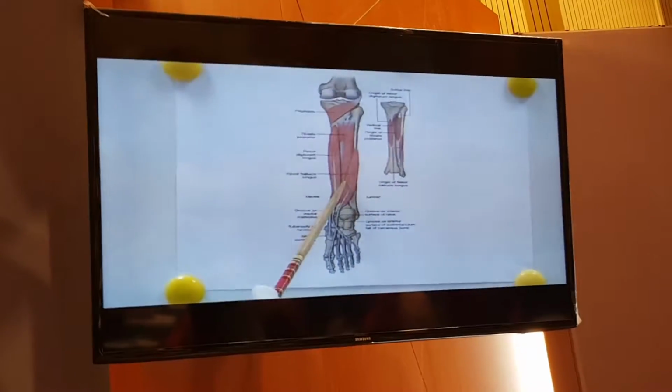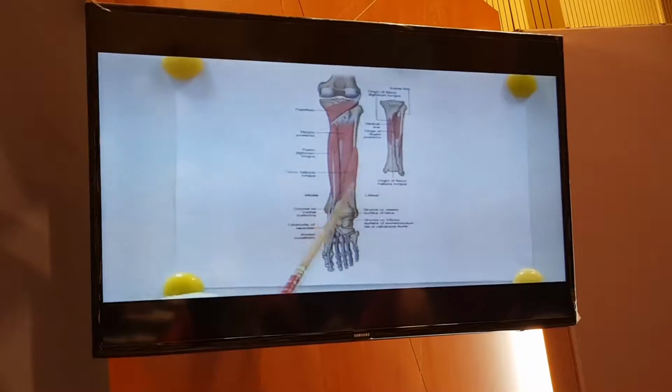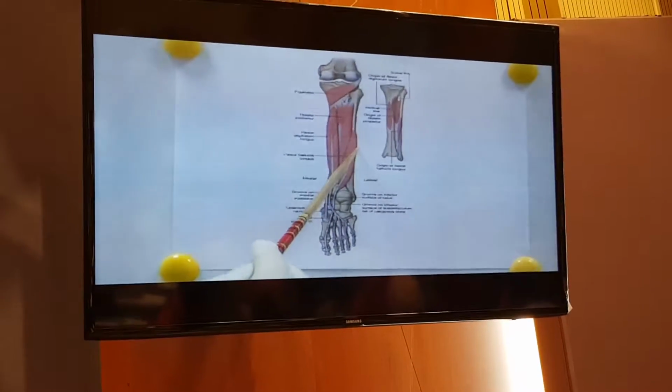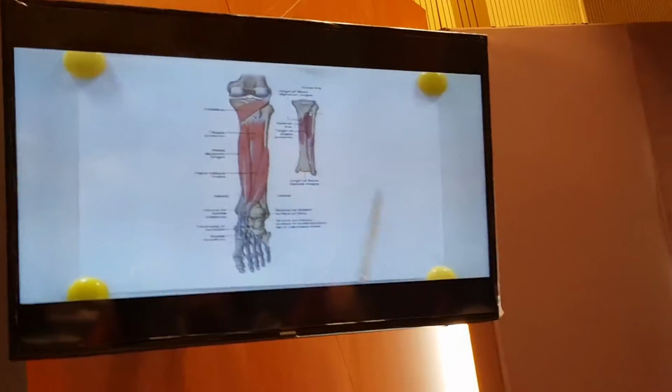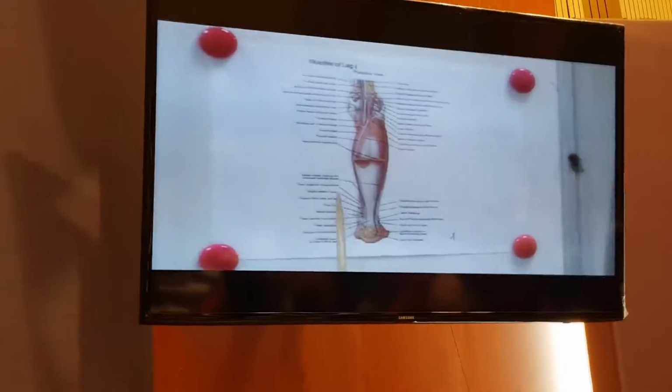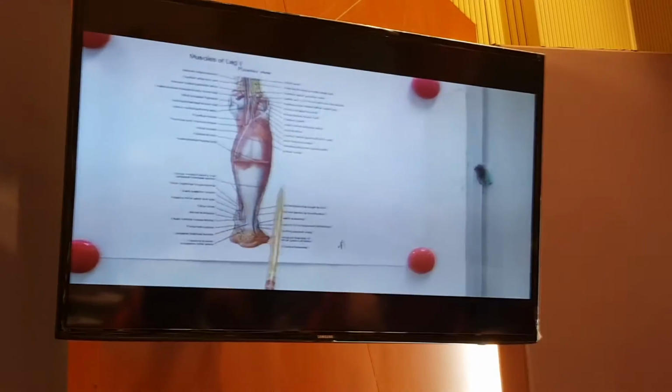muscle is here. Now, superficial to these muscles, we have 3 more muscles, which are the superficial group of the posterior compartment.